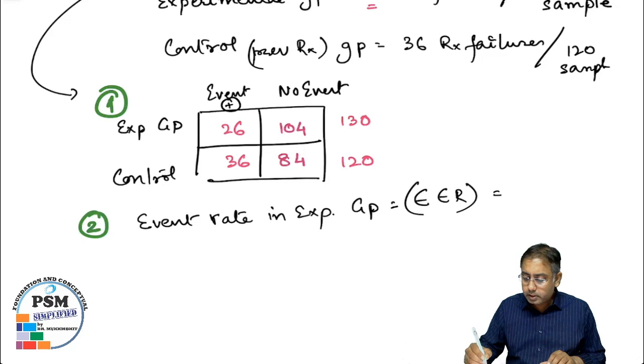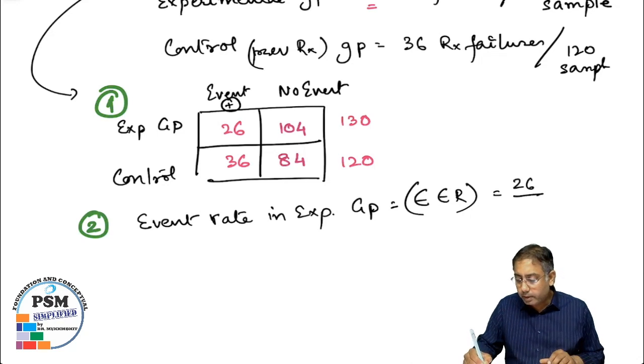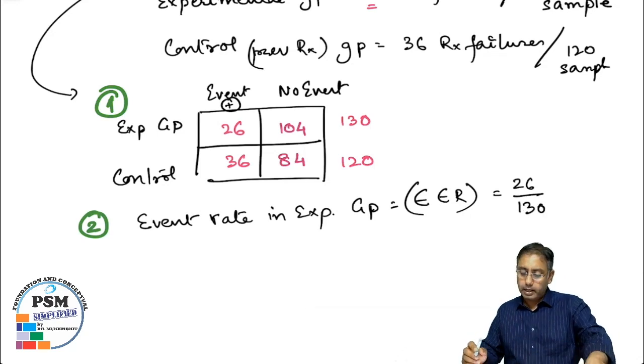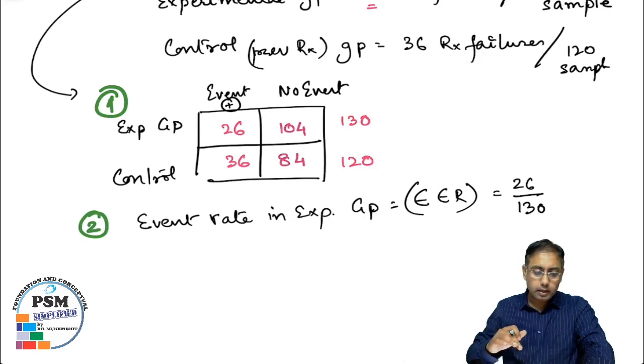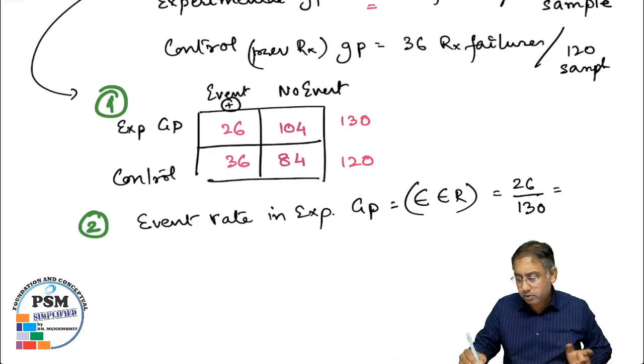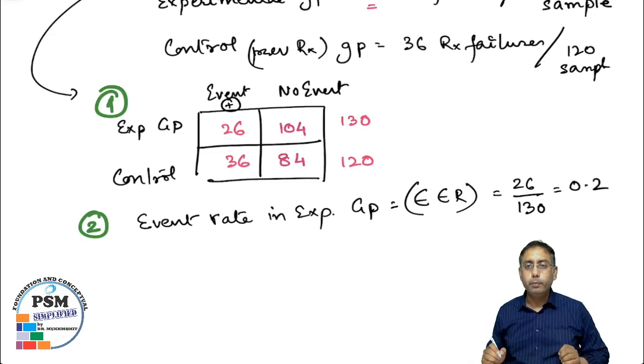So how many deaths can you see? You can see 26 deaths divided by 130. So let me just take a calculator and find out how many deaths would happen in this group. So we can see that 26 divided by 130. So that comes out to be 13. No, that was easy. It had to be 0.2.